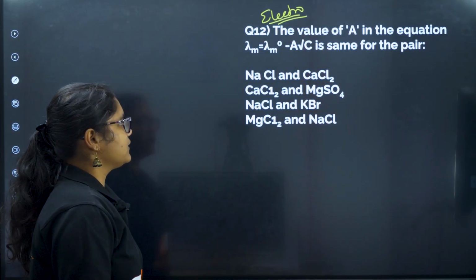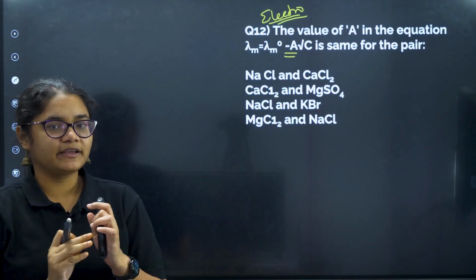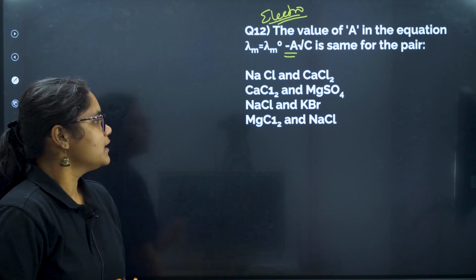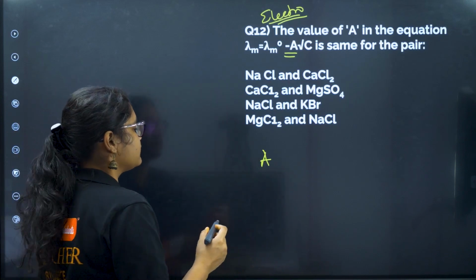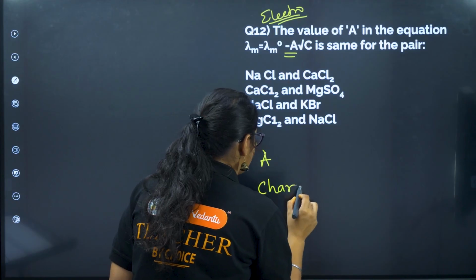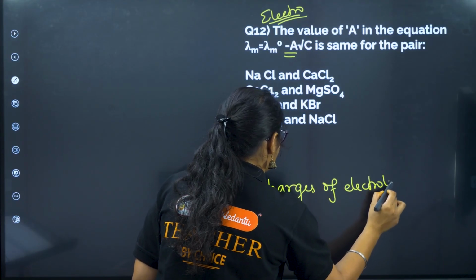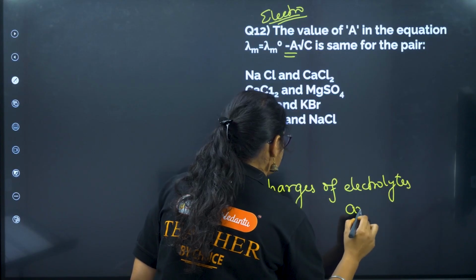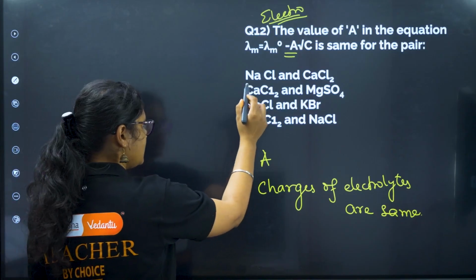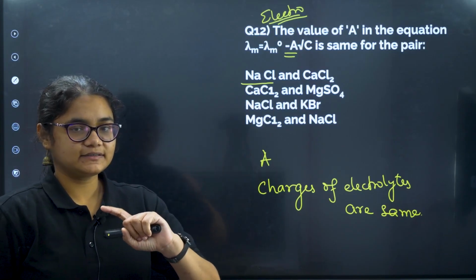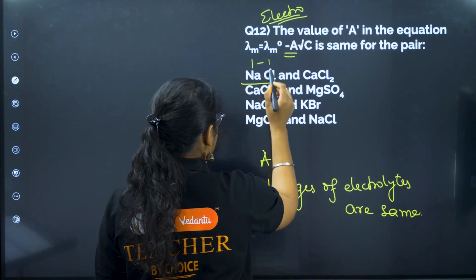The value of A in the equation, this one, is the same for the pair... One similar question we have discussed during the mock test also. So the A value will be the same. In which case will the A value be the same? If the charges of the electrolytes are the same. For example, NaCl: Na is +1, Cl is -1. So this type of electrolyte is a 1,1 electrolyte.